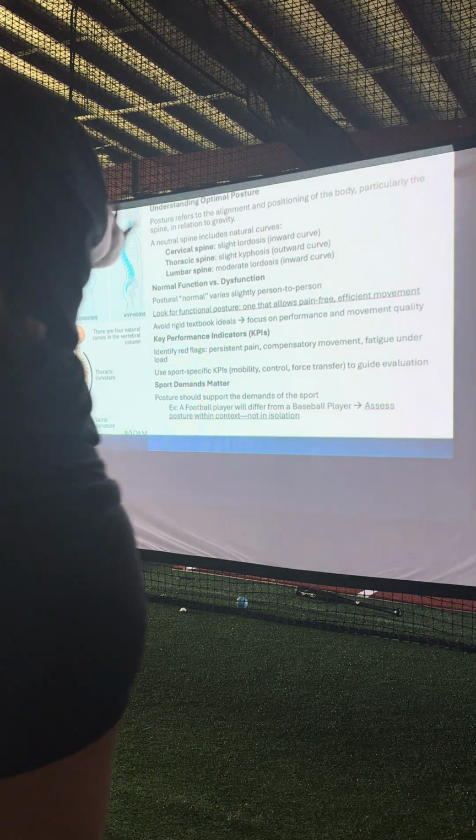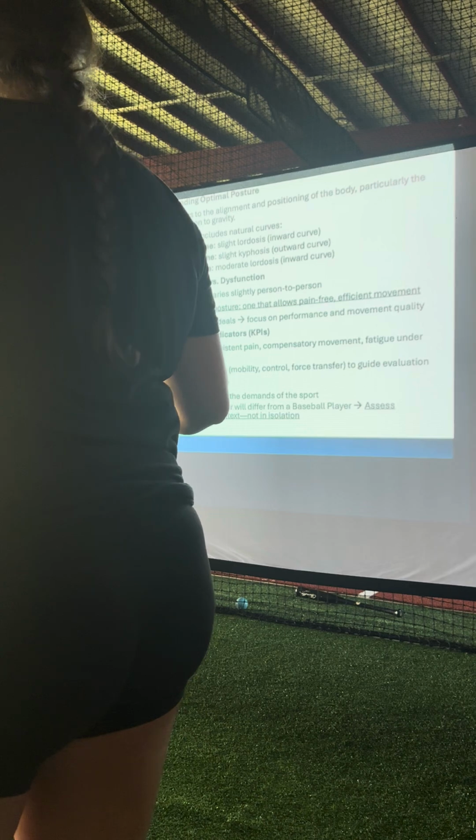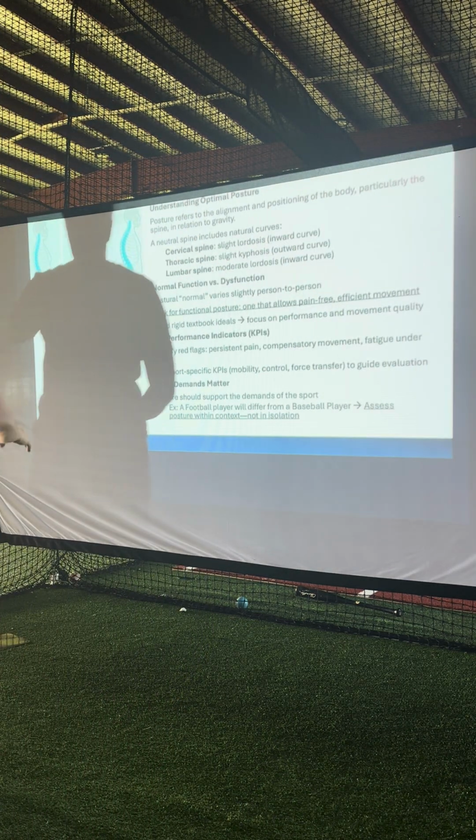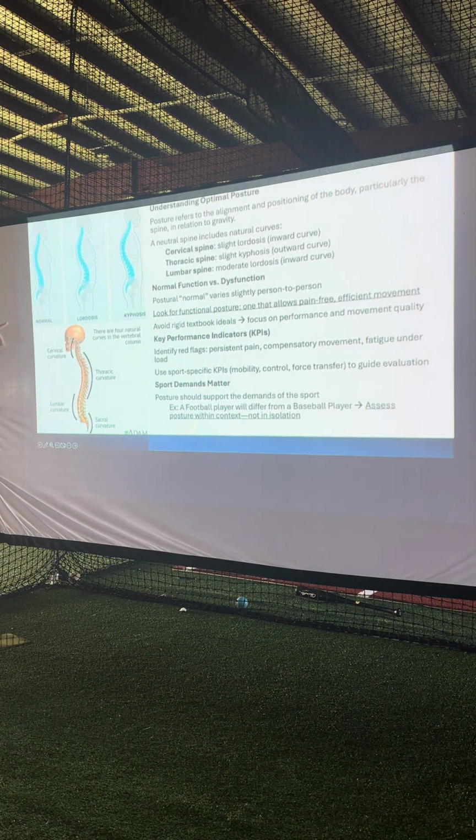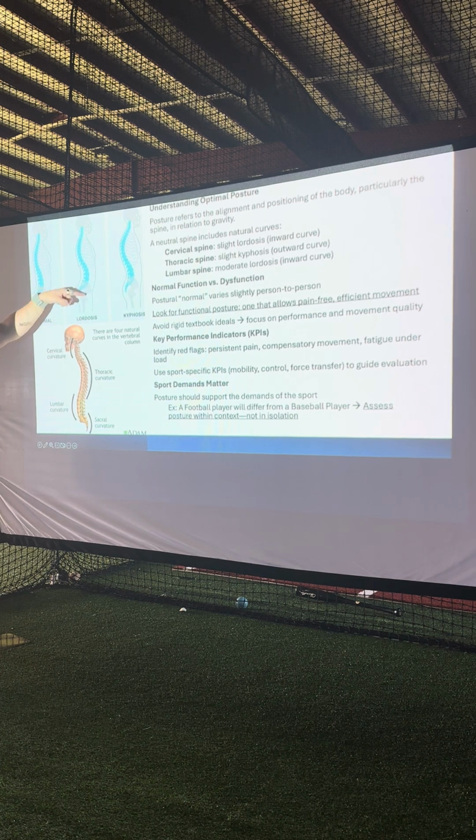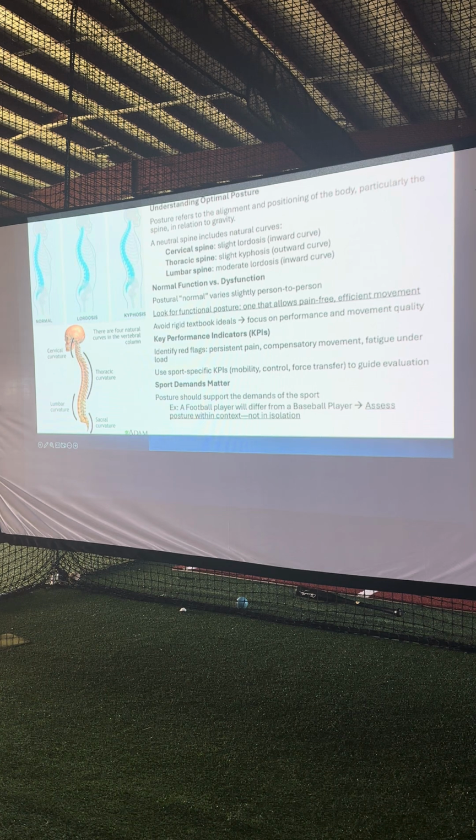Okay, so this is part of what's optimal, understanding optimal posture. We've seen a lot of this. This is normal. This is a little bit of a lordotic curve, and then we have a kyphotic curve, which we see a lot. Like I said, this is on here to reference. It's a lot of words, but the words are just for you to go back and read on your own time. So basically normal versus dysfunctional.